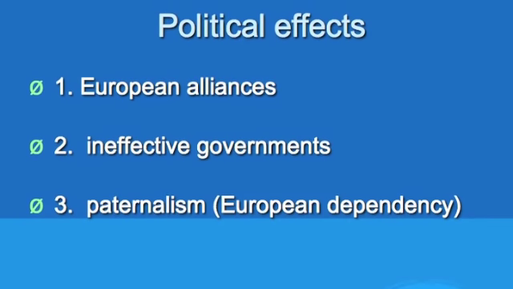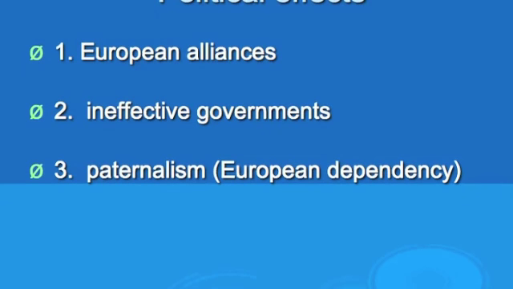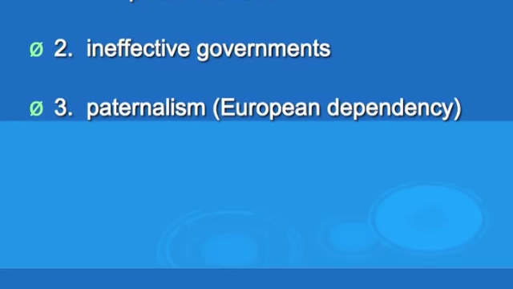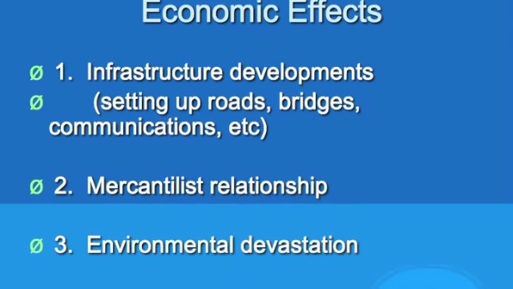Some political effects. Some European alliances were created as they conquered other lands so that they wouldn't create wars amongst themselves in the process. And this is actually going to be a cause of World War I, you'll see later. Ineffective governments. If we haven't discussed in class the difference between direct and indirect control, ask me and I'll go over that. And also paternalism, the idea that the governments are now dependent on the Europeans. Pater being a Latin word meaning father.